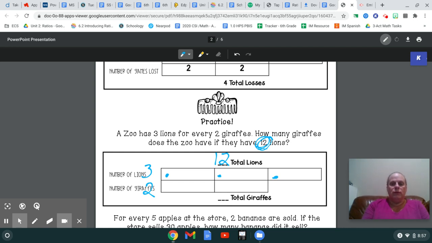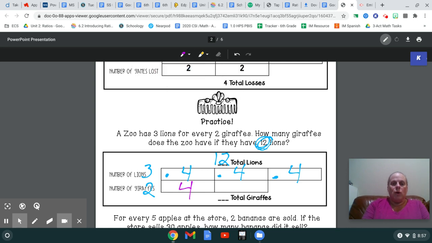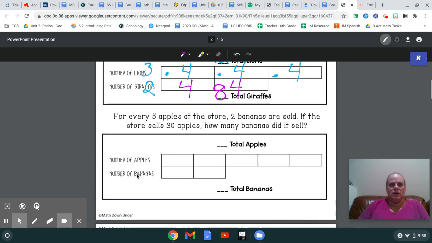All right, so now the question is, what are we going to put in these boxes? Well, if we have a total of 12, and we have 3 boxes, and we know that we have to have the same amount in each box, well, 12 divided by 3 is 4. We're going to put 4 of those lions in each one of those boxes. Now, if we have 4 in each of the boxes up above, then that means we need to have 4 in the boxes below. So if we have these 2 boxes filled in with 4, what are our total giraffes? 8. That's right.